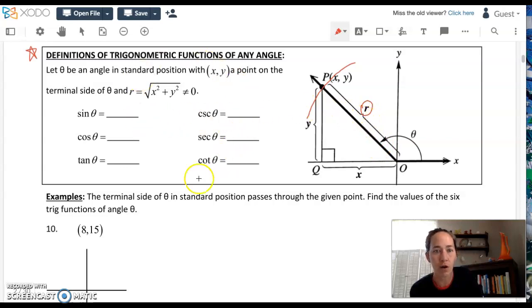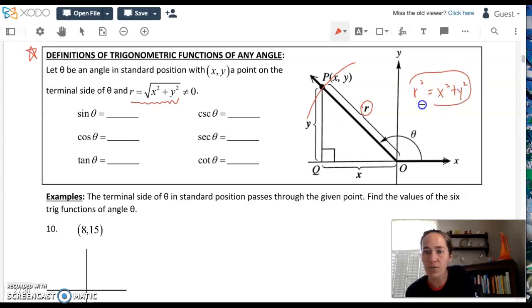Now, before we fill all this crazy stuff in, I want to look at this fact about r. R is the hypotenuse of a right triangle, so it has to obey our old friend, the Pythagorean theorem. Always in these problems, the value of r squared has to equal x squared plus y squared. That's for sure. And if you solved this equation for r, you would get the square root of x squared plus y squared.